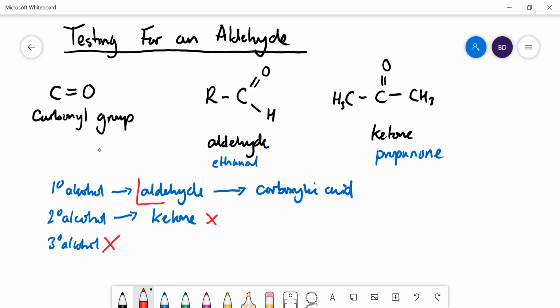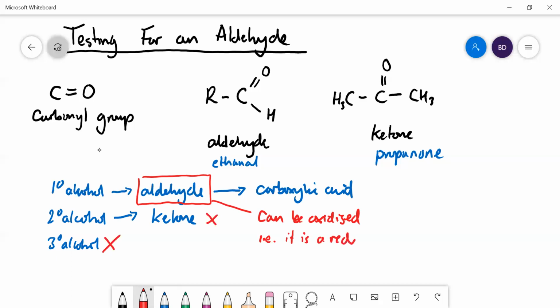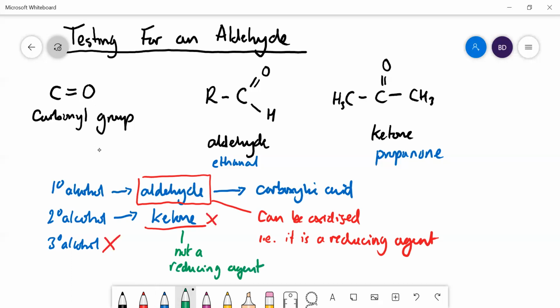Okay, so the way we distinguish between an aldehyde and a ketone is because we can see that aldehydes can be oxidized. Now, if something can be oxidized, i.e., it is a reducing agent. Whereas ketones are not a reducing agent. So the way we test for an aldehyde, we can see can it reduce something. So we get a reagent and see if it can reduce it. Now there are two tests. I'll do the first one, but they both work the same fact that aldehydes are reducing agents.